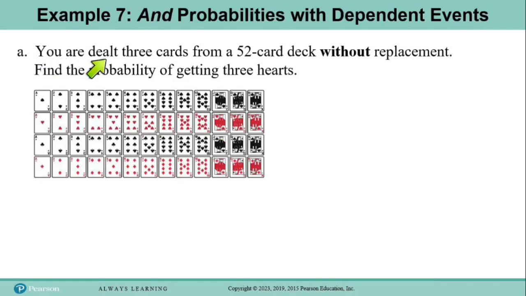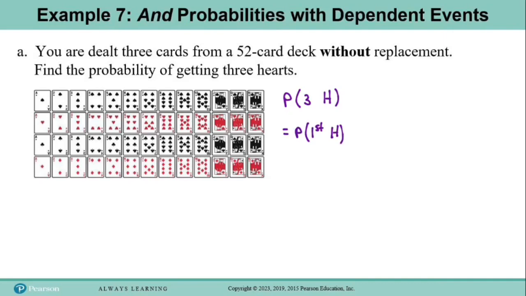Okay, now in example 7, we're going to do some card examples. So part A says you are dealt 3 cards from a 52 card deck without replacement. So these are dependent events. Find the probability of getting 3 hearts. So I'm going to write it like this with just a capital H to stand for hearts. So the probability of drawing 3 hearts would be we draw a heart on the first draw and a heart on the second draw and a heart on the third draw. And remember, these are dependent, so as we go along, we'll need to assume that the previous card was a heart. So it'll look like this.